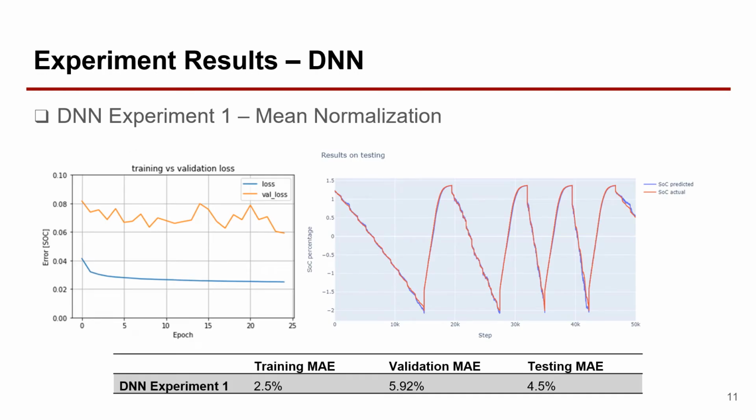As mentioned previously, we implemented an experimental approach when running tests against each architecture type. For this first set of experiments, we will look at the deep neural network. In this experiment, the training and test datasets are resampled to 1 Hz and concatenated together. Mean normalization is then applied on the concatenated dataset.